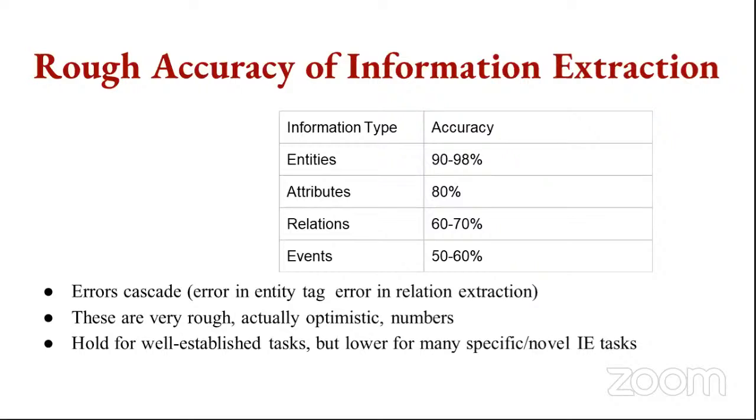So the errors in the named entity category will be propagated to the relation extraction module. Similarly, the errors in the relation extraction module will be propagated to the event extraction module. So this way there is a propagation of the errors. So these are very rough, actually optimistic numbers. They hold for well-established tasks, but are lower for many specific or novel IE tasks.